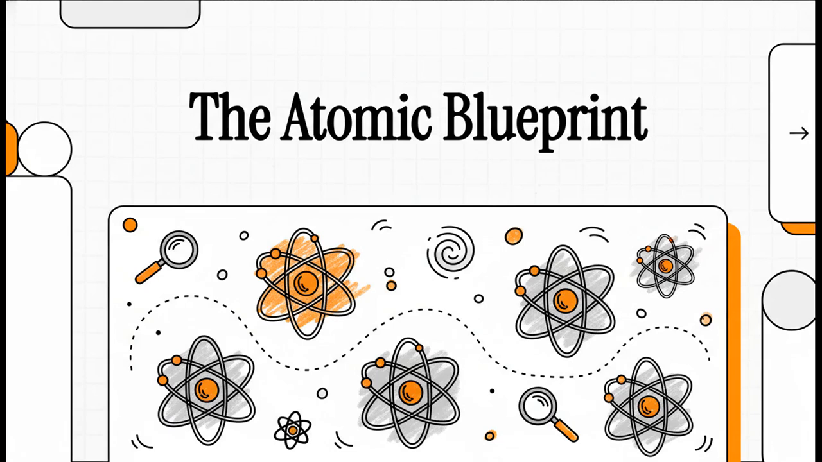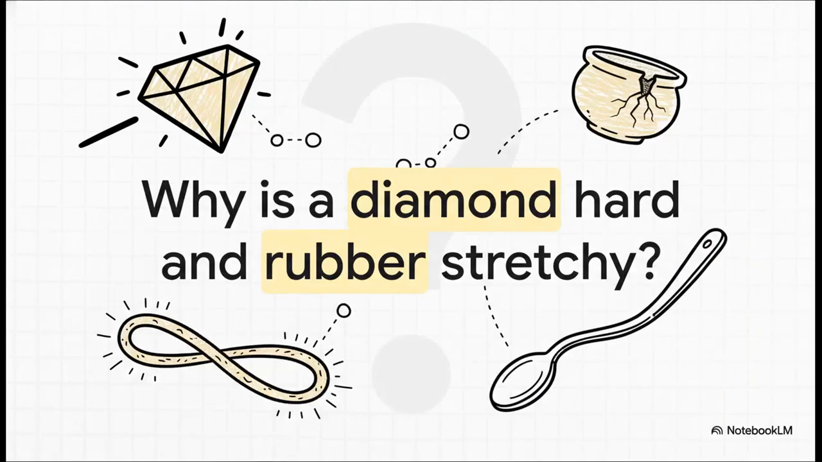Today, we're going microscopic to figure out why the world around us works the way it does. We're going to look at a fundamental blueprint that's written at the atomic level, but it defines pretty much everything we see and touch. I mean, have you ever really stopped to think about it?